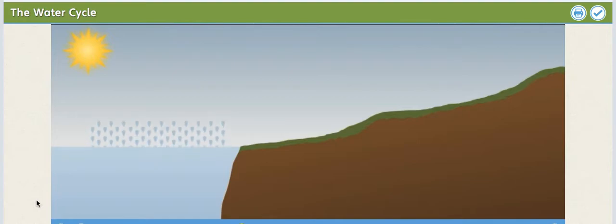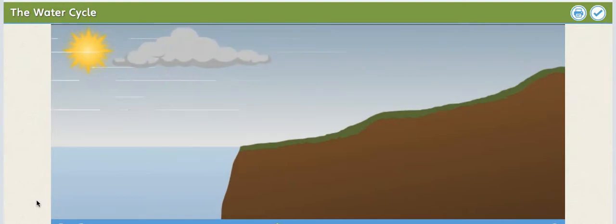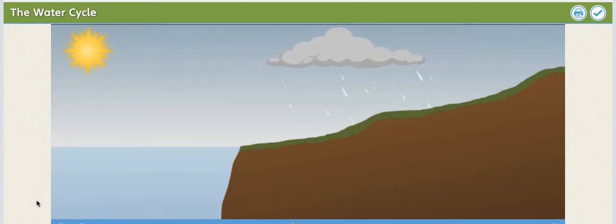The sun's warmth causes water to evaporate. Condensation turns water vapor in the air into liquid droplets in clouds or fog. Precipitation falls from clouds and the cycle starts again.